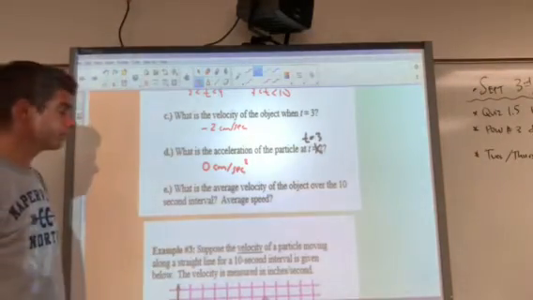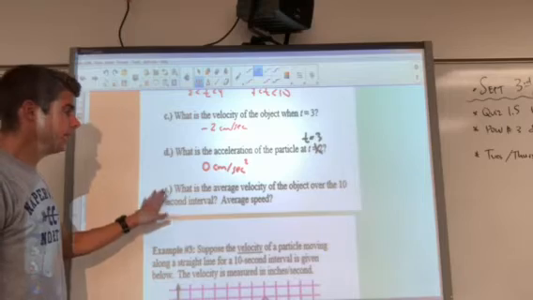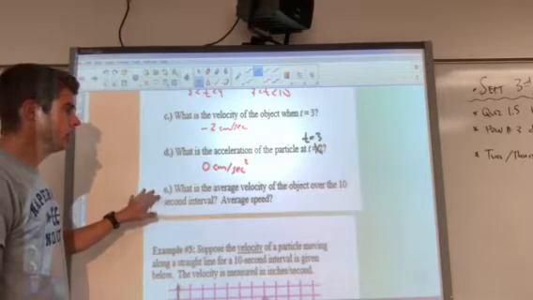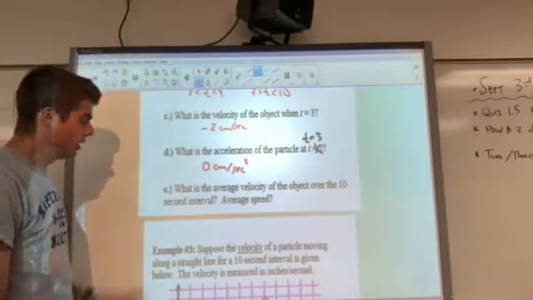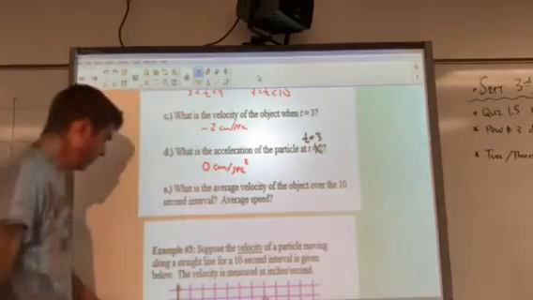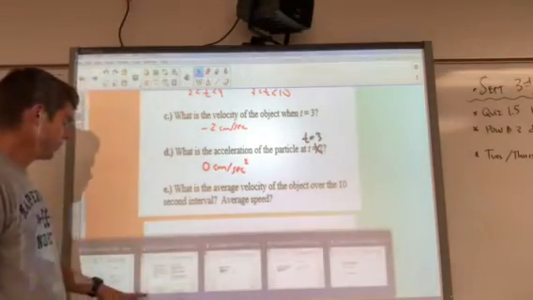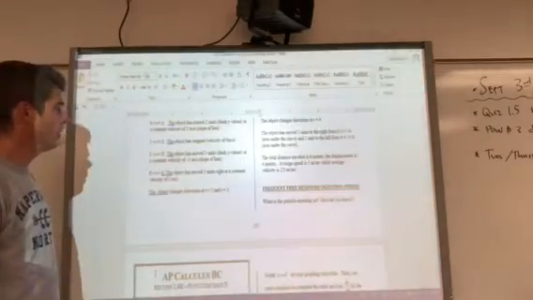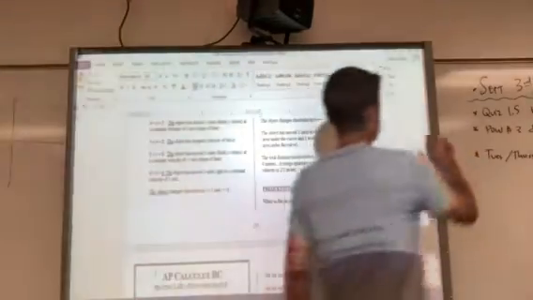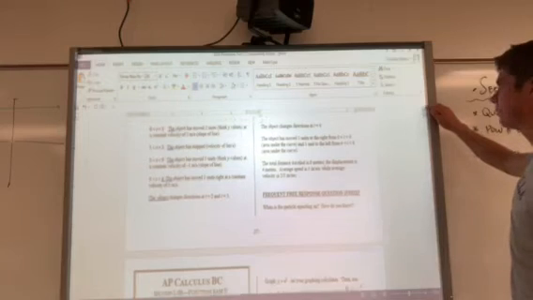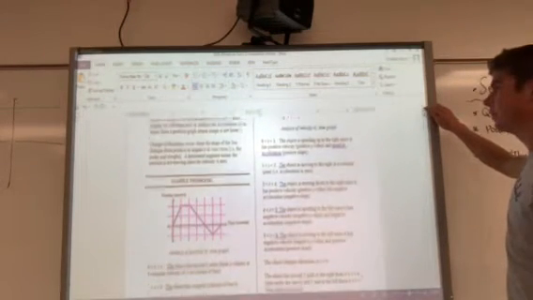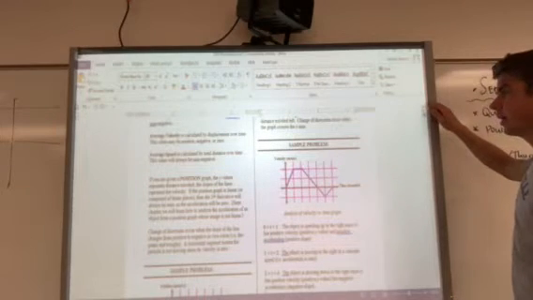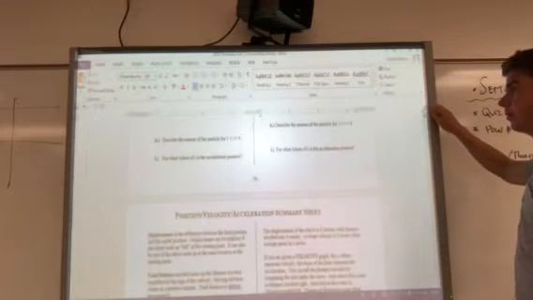Okay. And then it asks, what's the average velocity of the object over the 10-second interval? What is the average speed? Again, if you're not familiar with those definitions, take a look at the page, I think I said 37, where it gives you a definition of those two things.